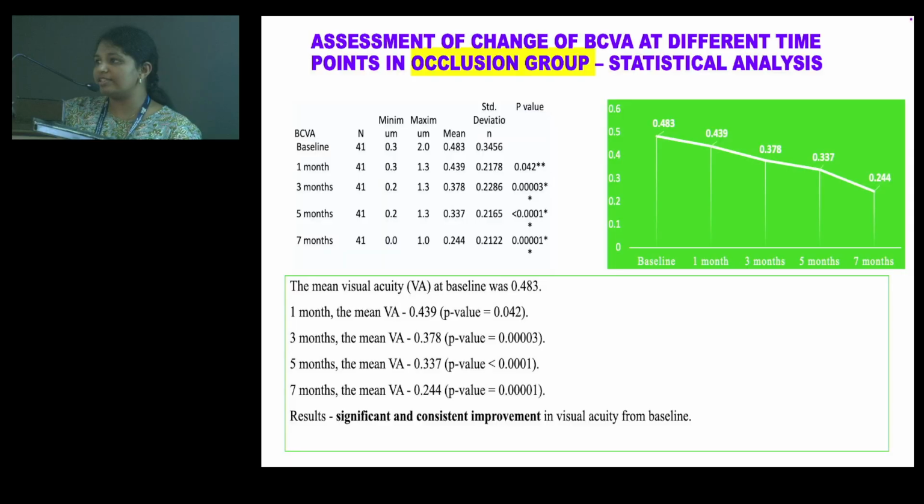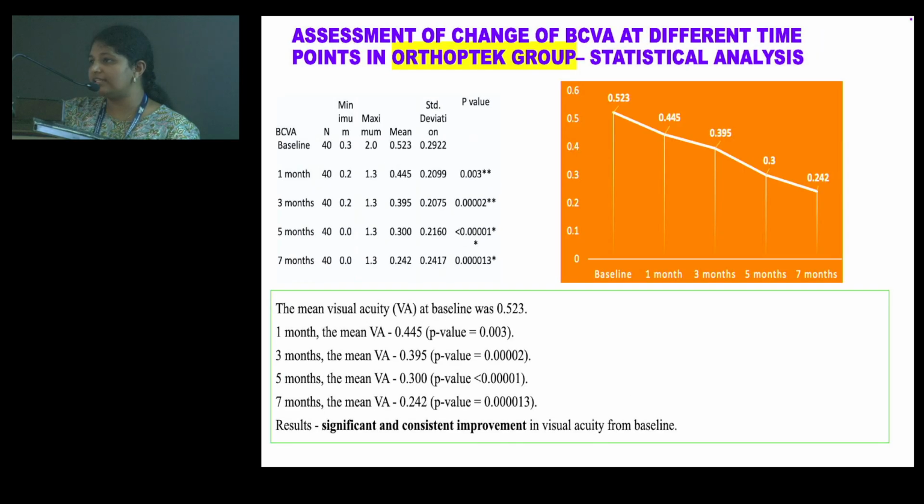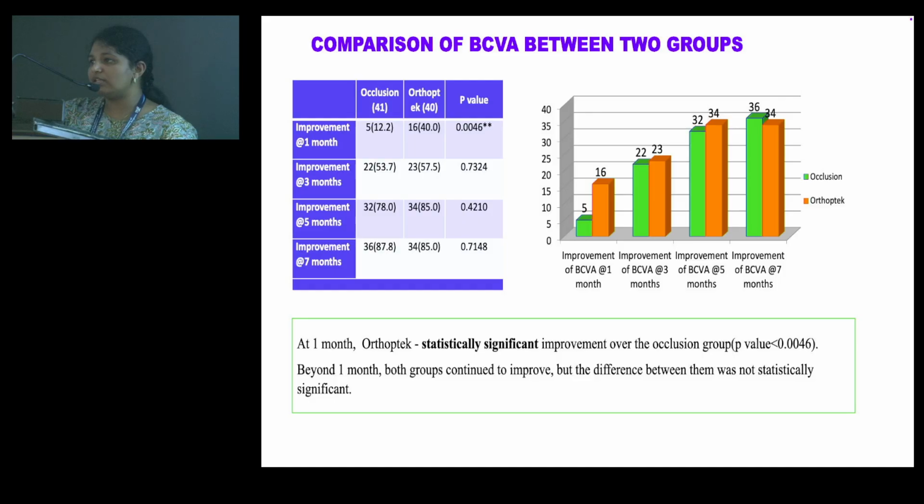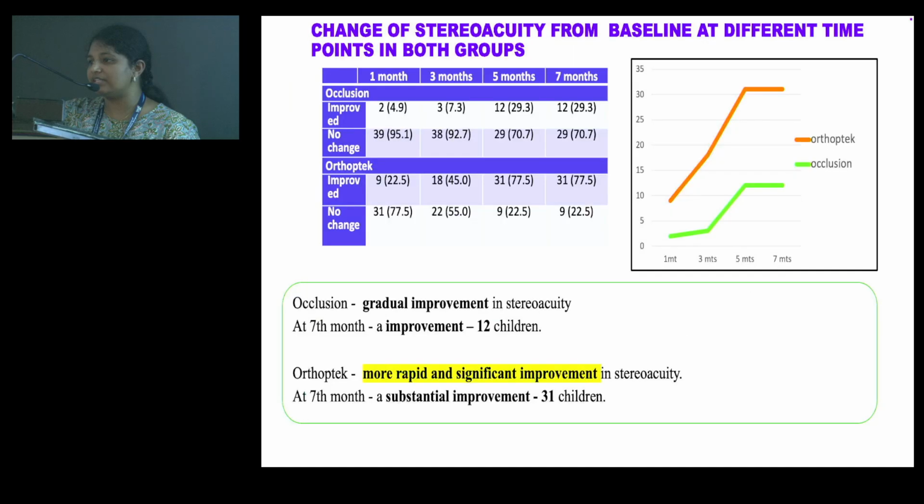Assessment of change of best corrected visual acuity at different time points in the occlusion group showed a significant and consistent improvement in visual acuity from baseline, and that of the orthoptic group also showed a significant and consistent improvement in visual acuity from baseline. When comparing the best corrected visual acuity between the 2 groups, at 1 month we saw that the orthoptic group showed a statistically significant improvement over the occlusion group. Beyond 1 month, both groups continued to improve, but the difference between them was not statistically significant.